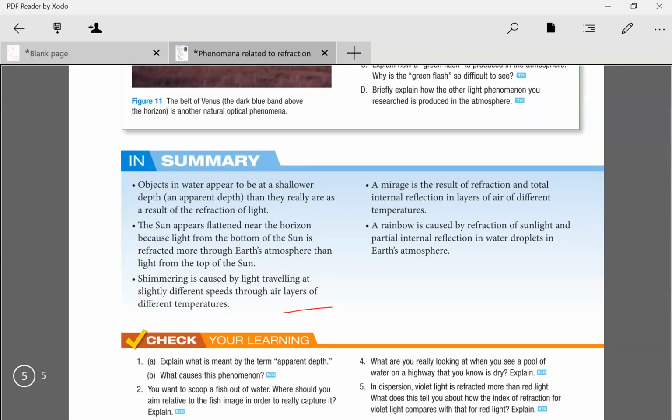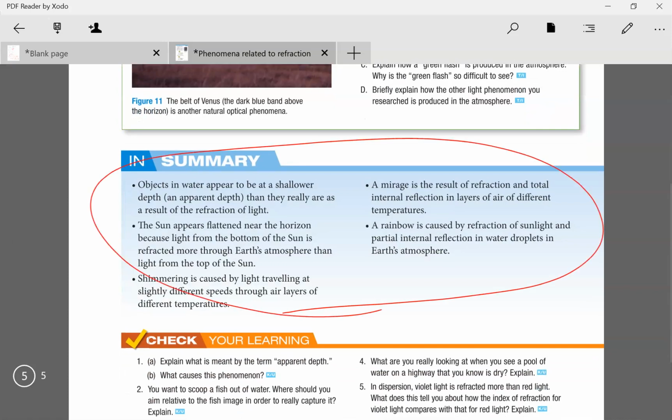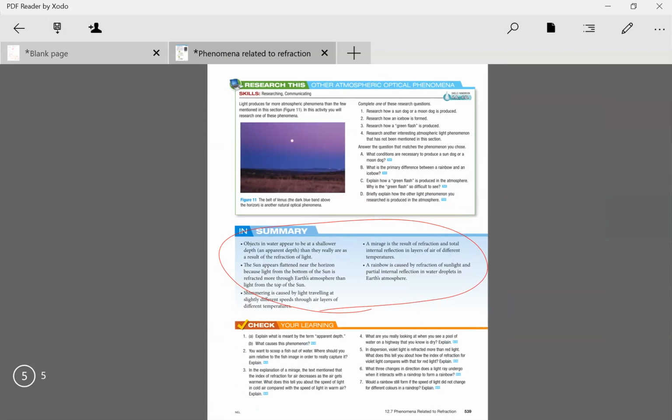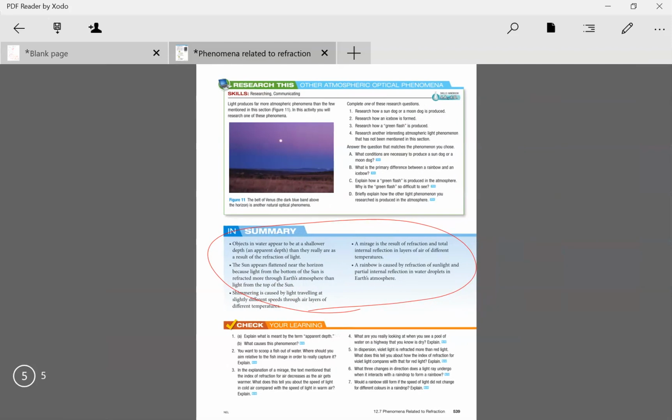I would pay attention to this summary thing. These give you the main points that we talked about, and if you just want to summarize what I've said, that works too. So yeah, that was the summary video. I'll see everybody in class.